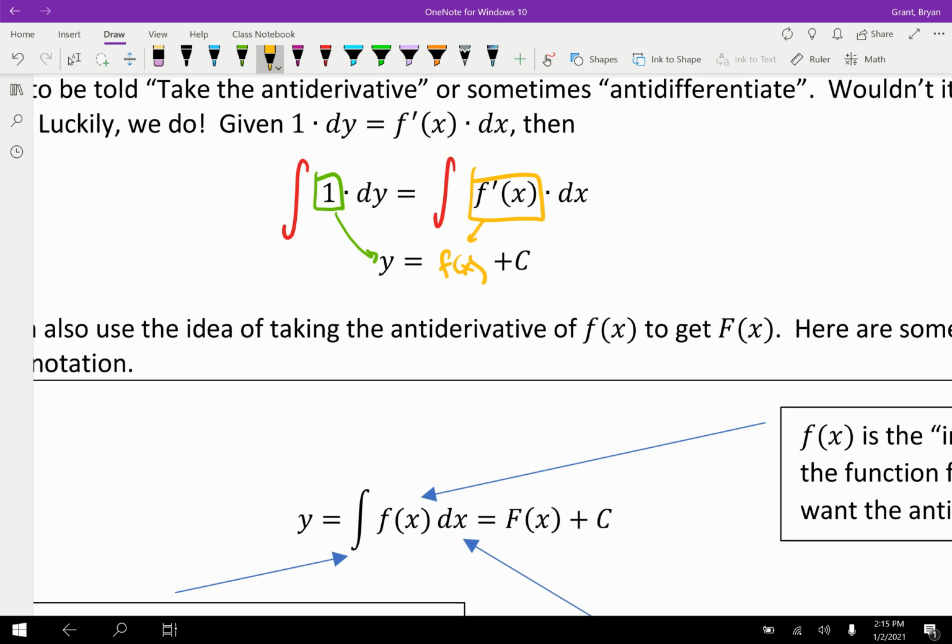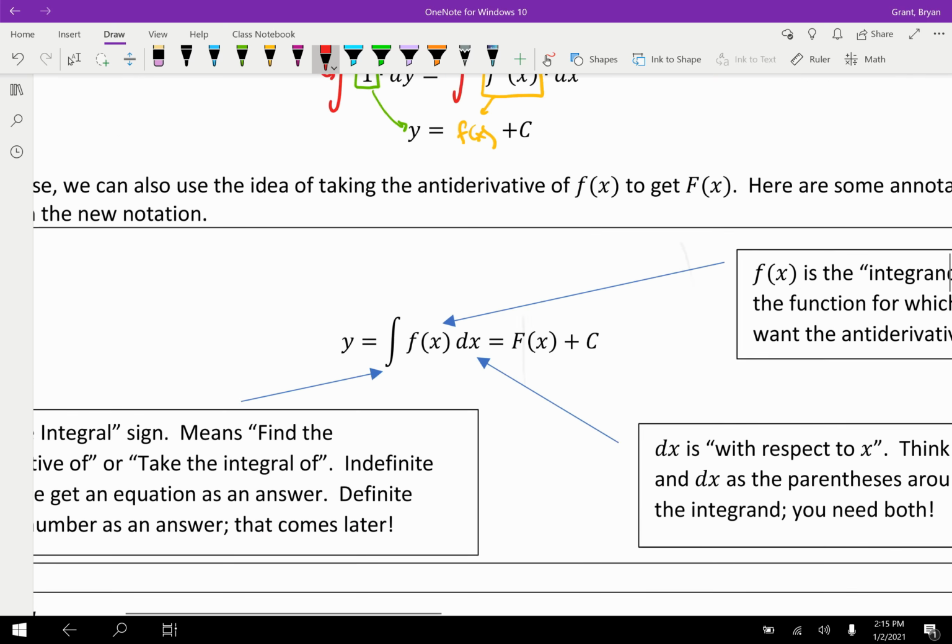Now you'll notice that this antiderivative setup actually has two parts to it. It has this little squiggly symbol that we'll give a name to in just a second, and it also has a dy or dx or d whatever the variable is at the end. And you do need both of those. Very important to get both of those.